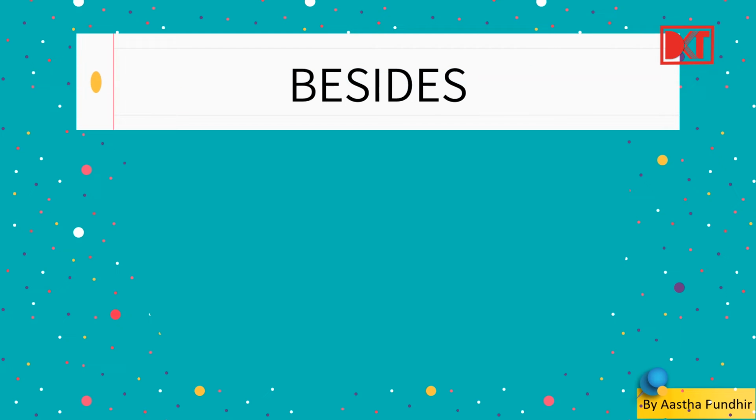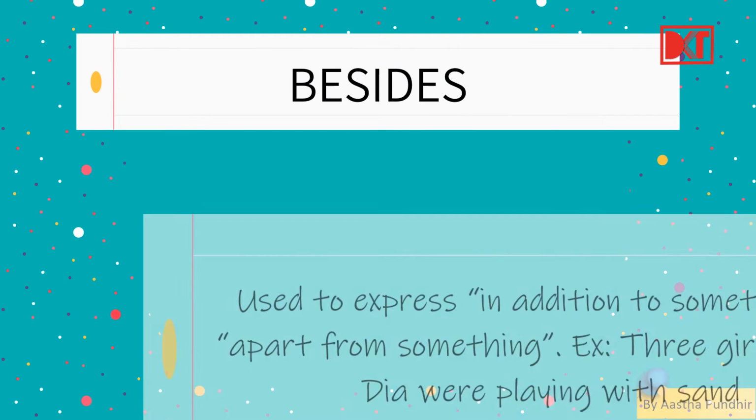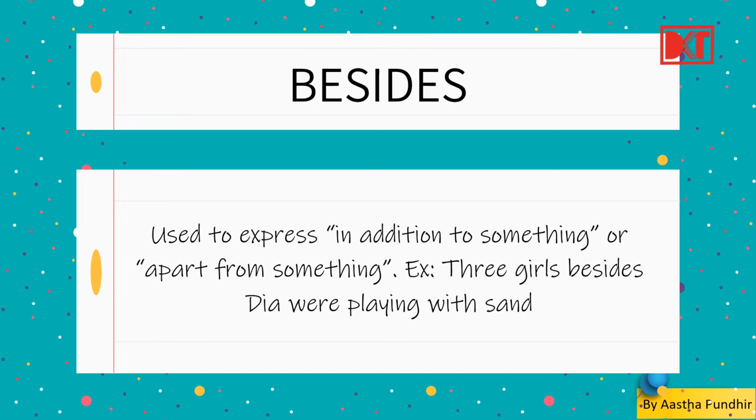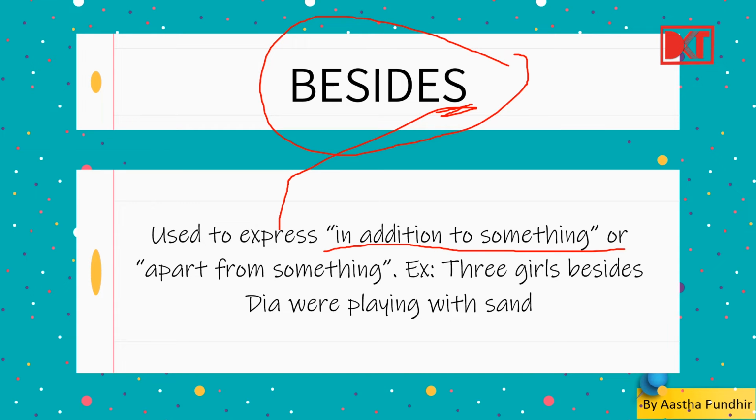Next preposition, besides. B-E-S-I-D-E-S. Earlier was beside, this one was besides. Let's see where this is used. Used to express in addition to something or apart from something.